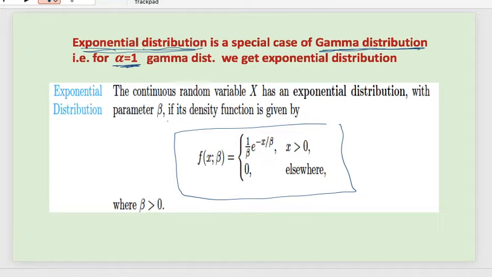I have written 1 by beta, because some books also write it as theta e to the power minus theta x, right? So it is one and the same thing, but in this discussion I am fixing the calculation work based on 1 upon beta e to the power minus x by beta.